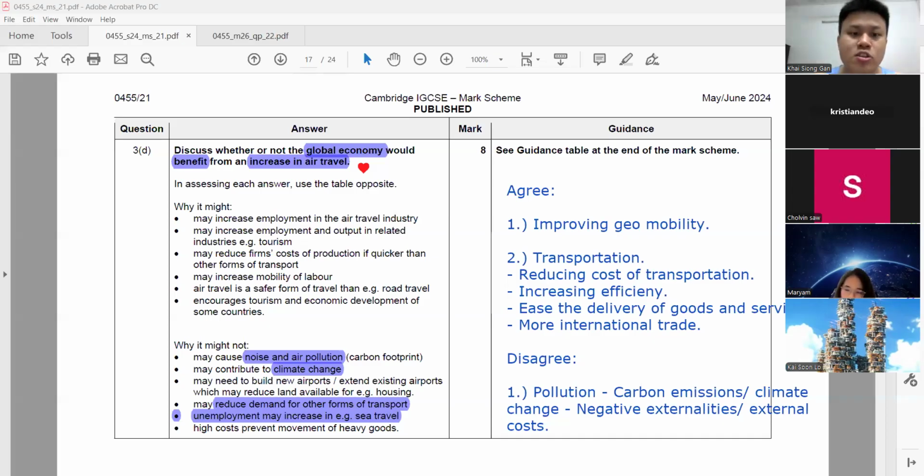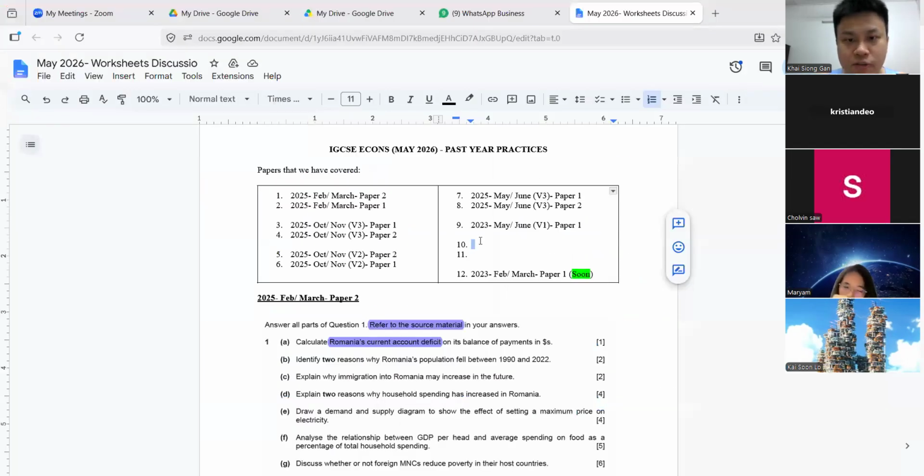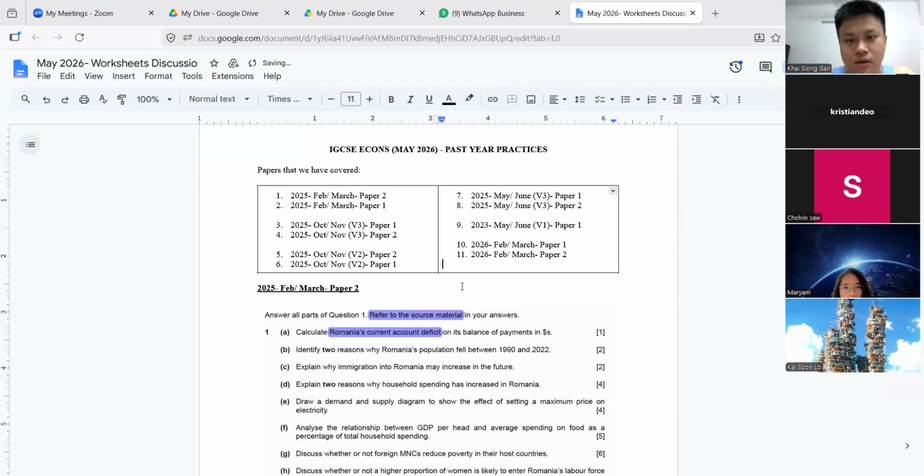Okay, so far we have done quite a number of papers. So you see these are the papers that we have done so far. Let me just sum up. We have done this paper as well, 2026 February March, Paper 1 and Paper 2. So that is very impressive. This is the class that I think we did a lot of the past year, and I'm very proud of you all. Very proud of all your achievement. Okay, so these are the papers that we had completed. That's very impressive. Time flies, we come to the end of the class already.